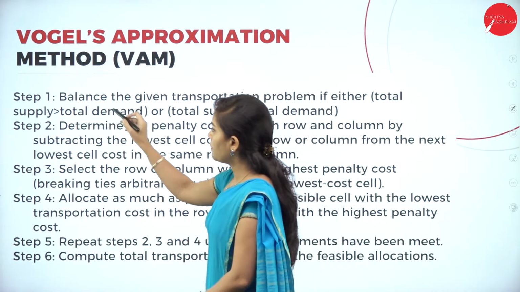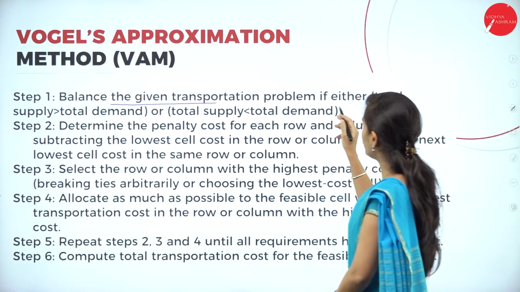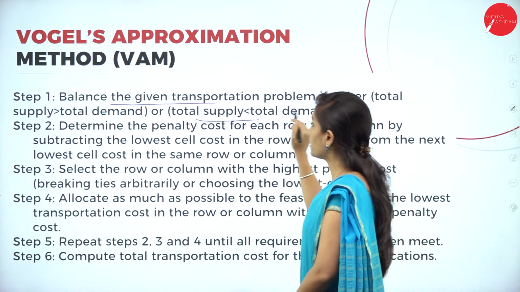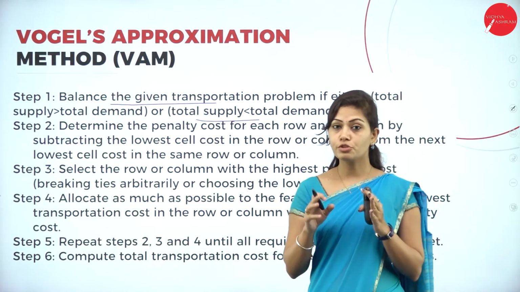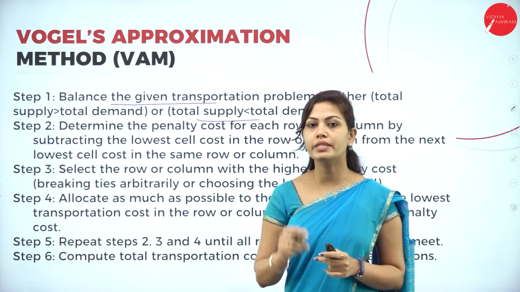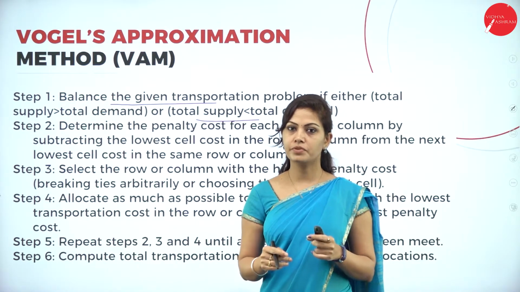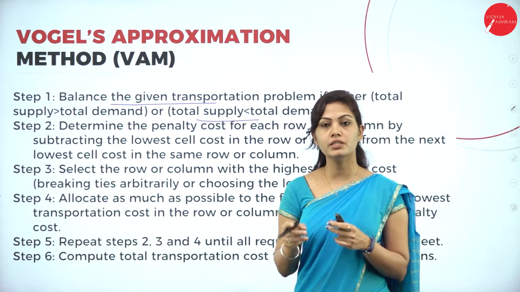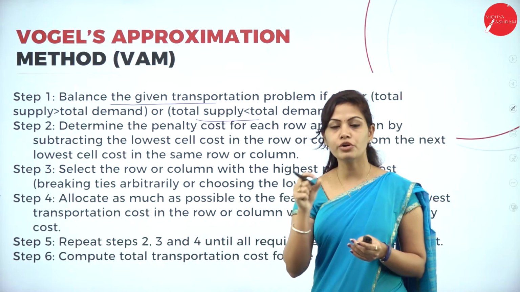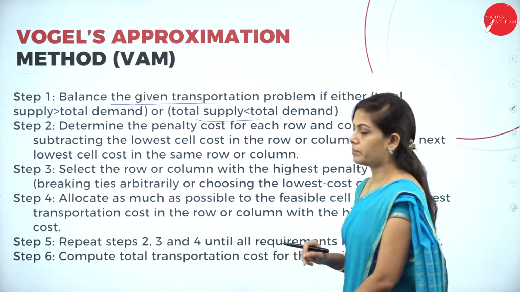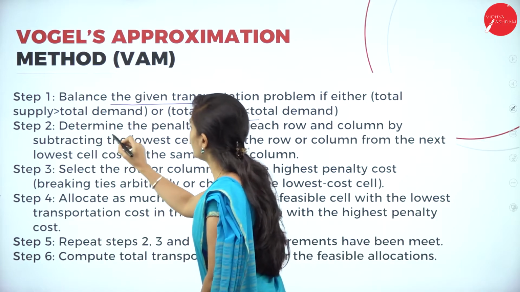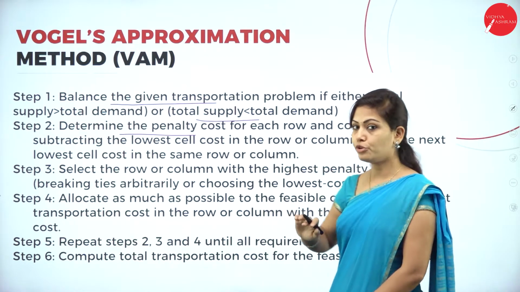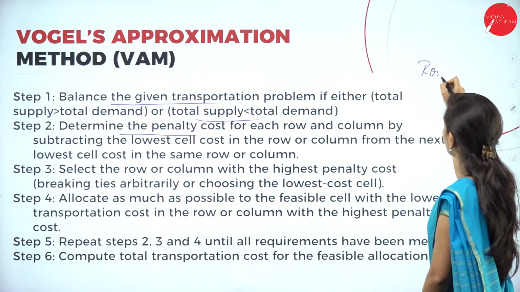First step, balance the given transportation problem if either total supply is greater than total demand or total supply is less than total demand. So first, again we have to check whether it is balanced or unbalanced. I have already discussed this in my previous sessions. If it is balanced, we can proceed further. If it is unbalanced, we have to add a dummy row or dummy column according to the requirements. And the next step, determine the penalty cost for each row and column. So here we have to find the row difference and column difference.